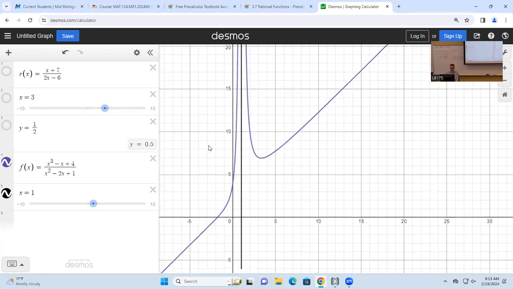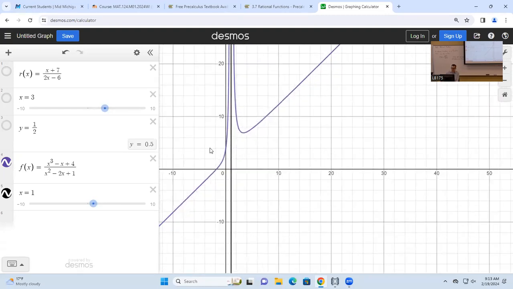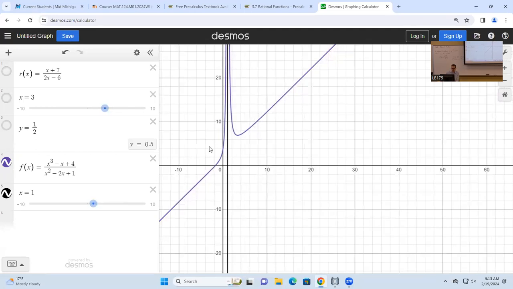Okay. That's what I was going for. So all kinds of things are going on there. We've got vertical asymptotes, horizontal asymptotes.